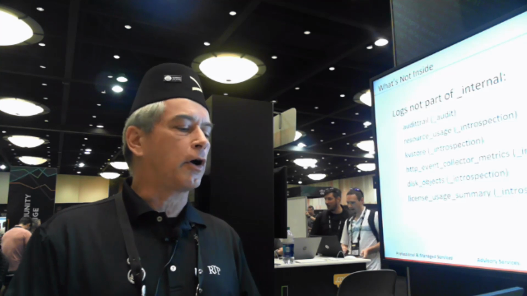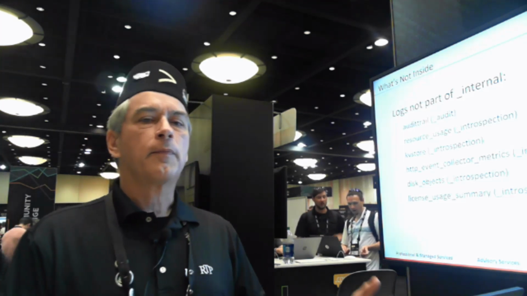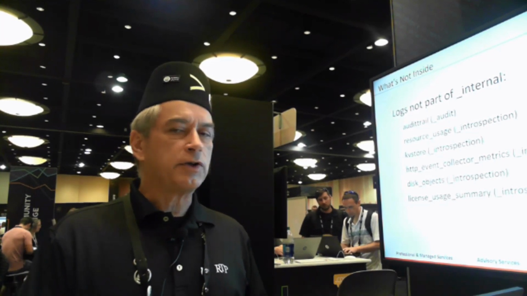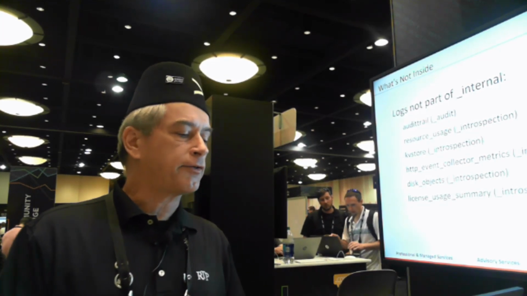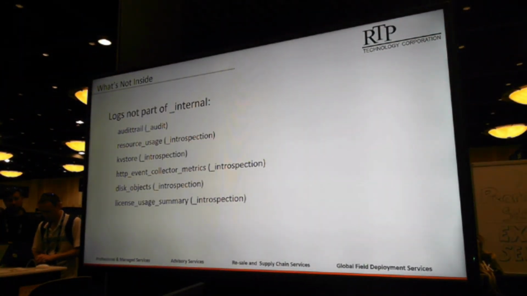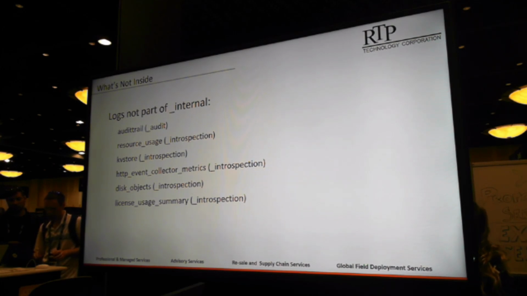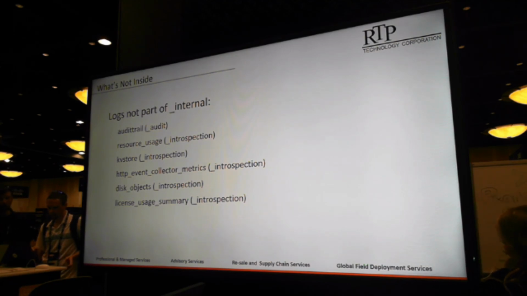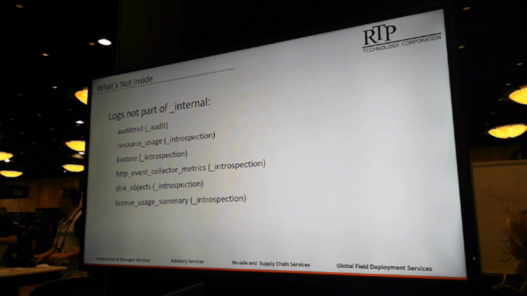Things that aren't in internal are, for example, the audit trail. That's in its own index called underscore audit. Resource usage is in the underscore introspection index. The KV store is also part of introspection. Also the HTTP event collector, or HEC, dist objects log, and the license usage summary log, not to be confused with the license usage log. Those are all in underscore introspection. But we're going to focus today strictly on underscore internal.